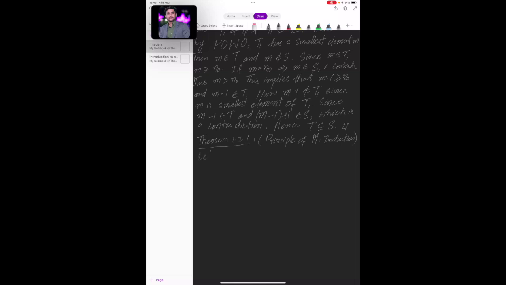Statement is, let S be the subset of positive integers, let n naught inside S be the smallest element. Suppose S satisfies either of the following properties or conditions.